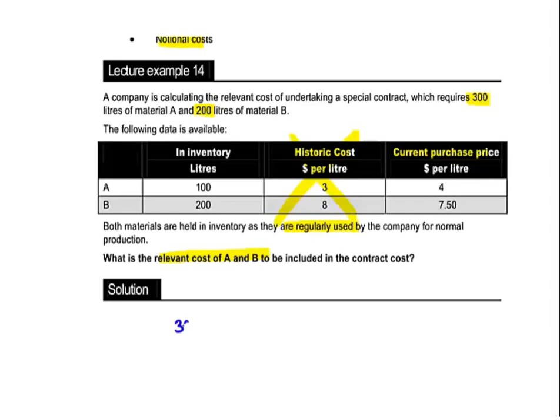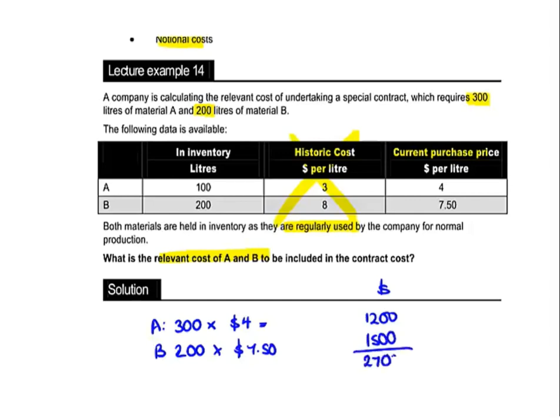So for A, we need 300 litres and the replacement price is $4. And for B, we need 200 litres, and if we take what we've got in inventory, we're going to replace it. The relevant cost is $7.50. The relevant cost is $2,700. What we'd have to pay today to obtain those items.